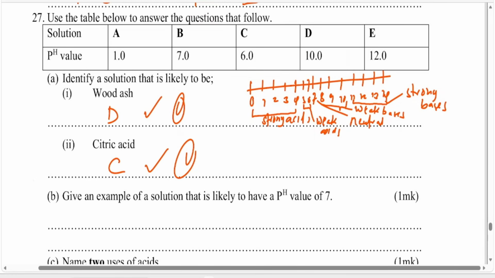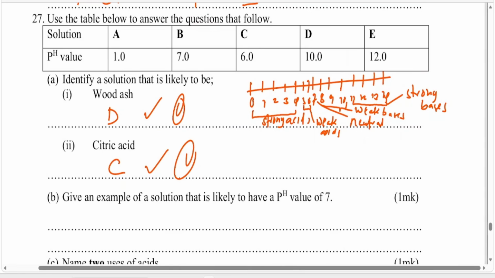Give an example of a solution that is likely to have a pH value of 7. Neutral solutions are most of the time from normal salts, like in the case of sodium chloride solution. So an example is sodium chloride solution, or any other normal salt solution.